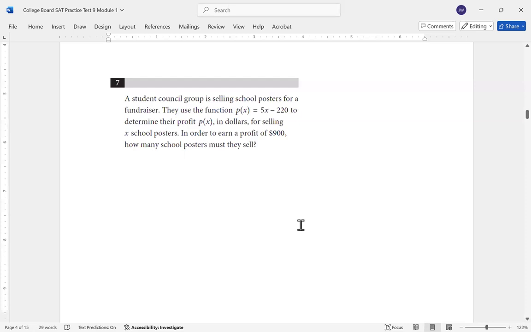Question 7. A student council group is selling school posters for a fundraiser. They use the function P of X is equal to 5X minus 220 to determine their profit, P of X in dollars, for selling X school posters. In order to earn a profit of $900, how many school posters would they need to sell? So the profit is P of X, and we're asking when is P of X equal to 900? So when is the output of 5X minus 220 equal to 900?